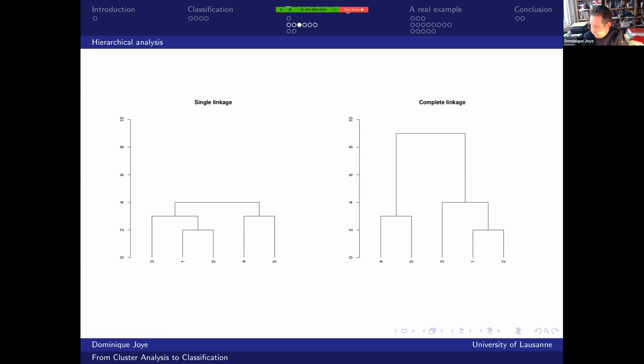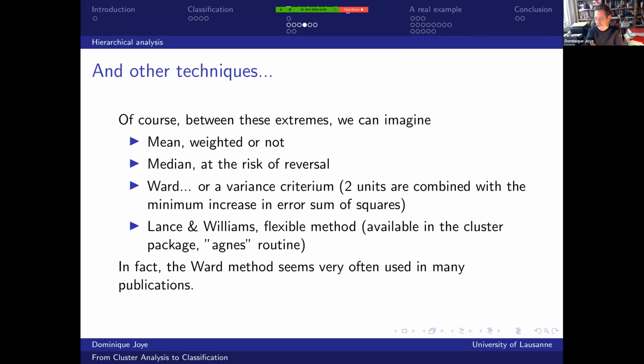But you can say, of course, why take the minimum, why take the maximum, or why not take the mean value, or another measure in between? In fact, that was the tradition. The statisticians have discussed that at length, saying, okay, in some cases it's good to take the minimum, so the single linkage.